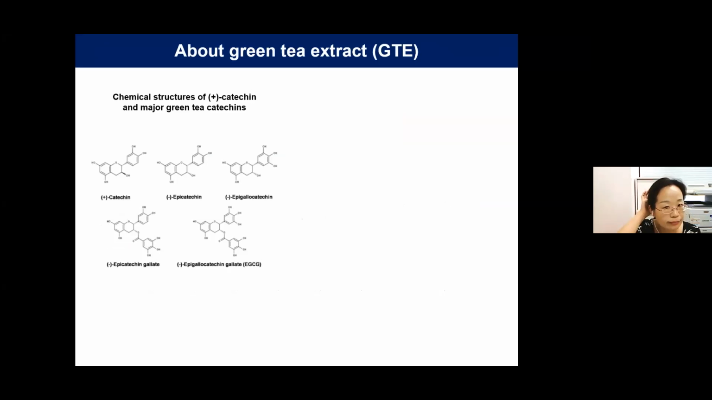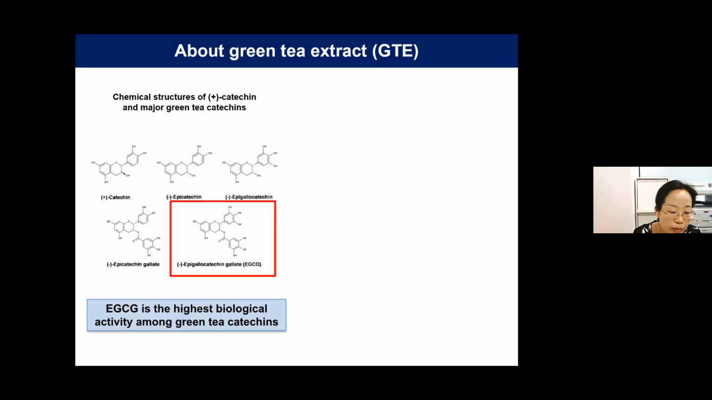As it is well known, green tea is one of the most famous and popular beverages worldwide, and green tea is rich in polyphenols such as catechins and flavonoids. These are the chemical structures of the green tea catechins. Among these catechins, EGCG is the major one in green tea and has demonstrated the highest biological activity among the green tea catechins.